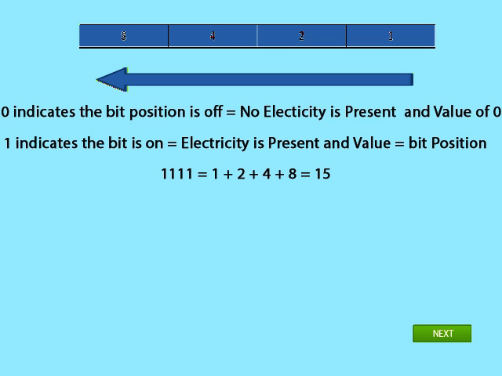Thus 4 ones equals 1 plus 2 plus 4 plus 8, which equals 15 in decimal notation, or Foxtrot in hex.